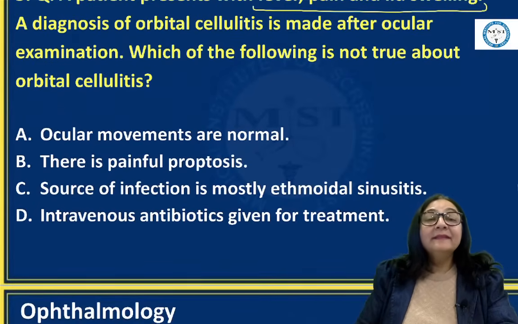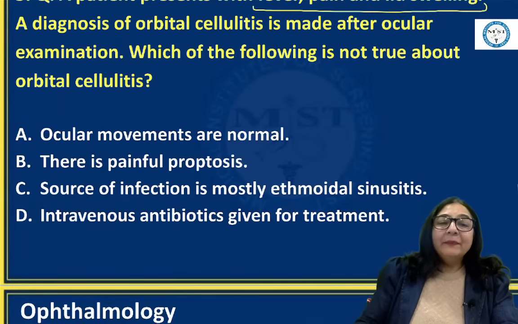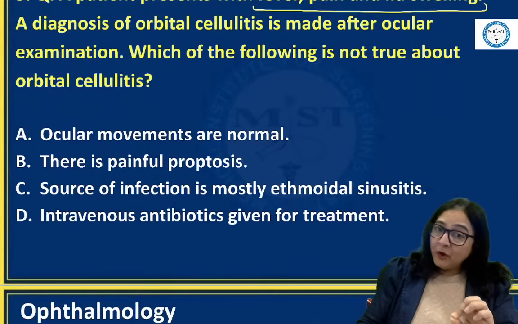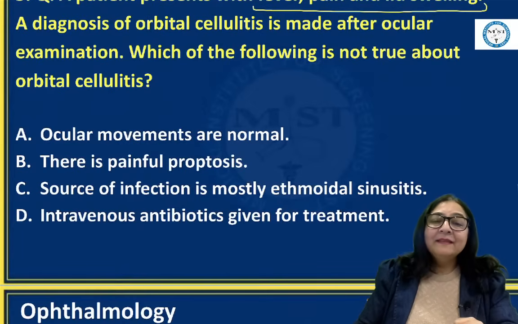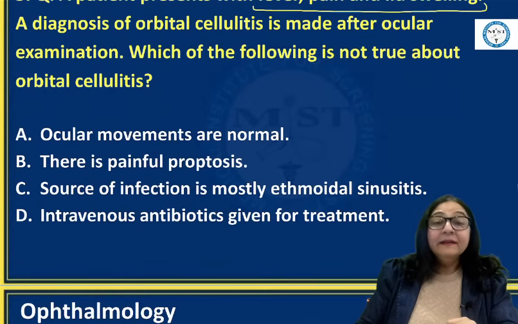Now let's see what are the statements. Option A, ocular movements are normal. There is painful proptosis. Source of infection is mostly an ethmoidal sinusitis. Intravenous antibiotics are given for the treatment.